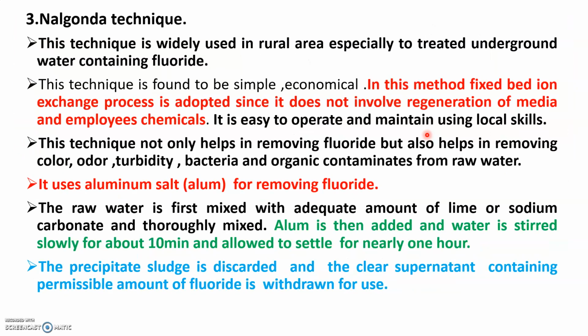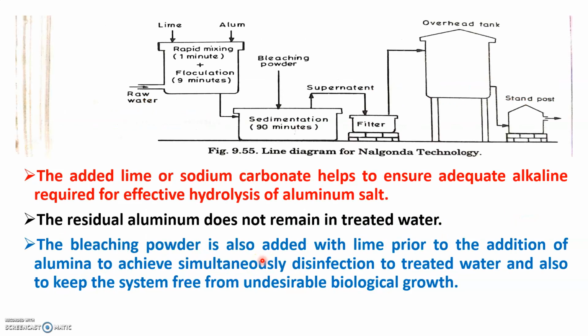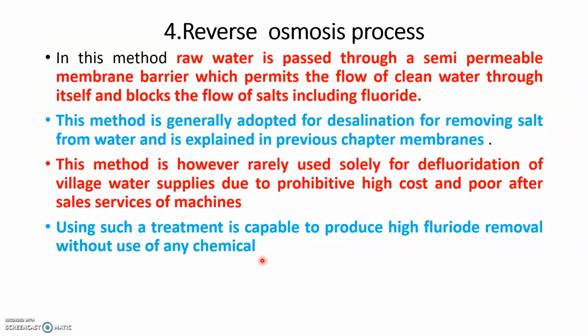So what chemicals are you adding? You add alum salt to remove the fluoride. You add lime or sodium carbonate, and mix it thoroughly. So this is all about the Nalgonda technique. Now we are seeing reverse osmosis.